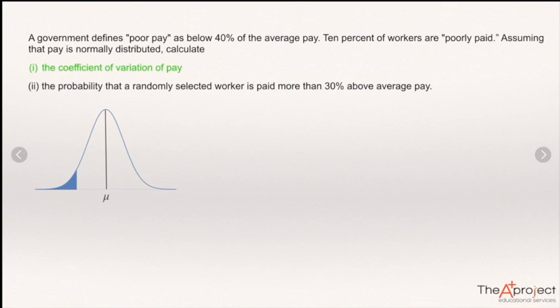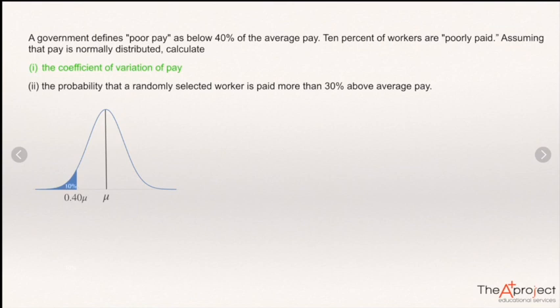And they define poorly paid as a proportion of workers that are below some special number. And this number that is here will be 40% of the average pay. If the average pay is mu, then the number that divides this 10% and the rest of the workers will be 40% of the average pay. So let's type here 0.40 of the average pay. So it will be 0.40 mu.